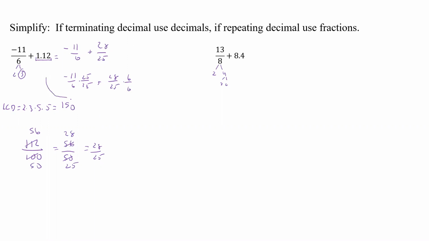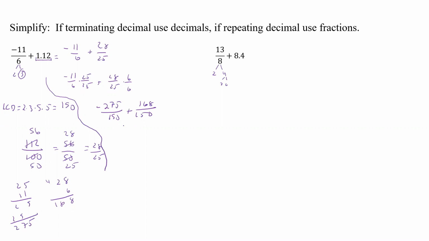And so let's keep our space here. And so now we have to take 25 times 11. So that's a 5, that's a 2, that's a 5, that's a 2. So it's 275. So it's going to be a minus 275 over 150 plus, now we have 28 times 6, so it's going to be 48. That's 12 plus, that's going to be 168 all over 150.